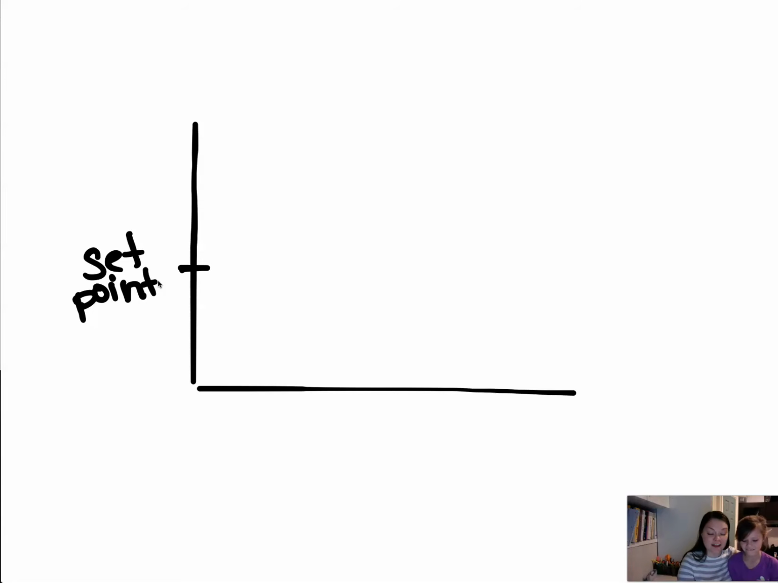Here we go. So a set point is kind of the ideal, but in any kind of homeostasis, we're going to have a range that if it goes above or below the set point, it's still good, right?